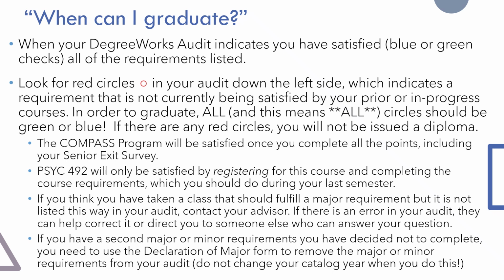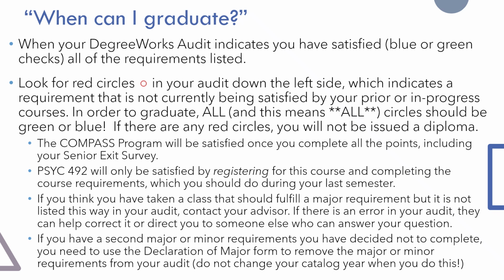If you have any second major or minor requirements you have decided not to complete, then you need to use the declaration of major form to remove that major or minor from your audit. You don't want to change the catalog year when you do this. Keep your current year, whatever you've declared under. If you change your catalog year, the psychology major might change, or the core requirements might change. You're graduating, you don't want to do that. You simply want to remove a major or minor that you've decided not to complete.